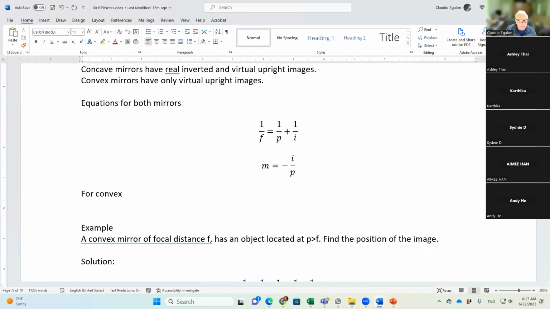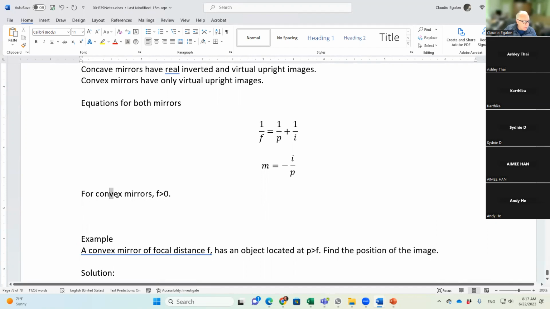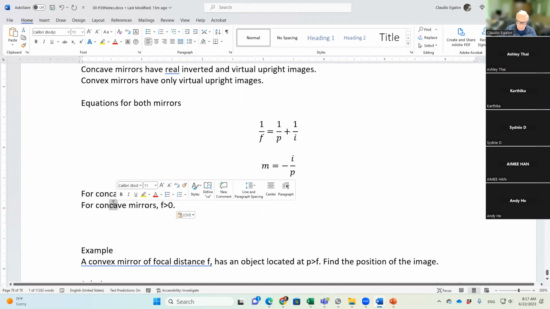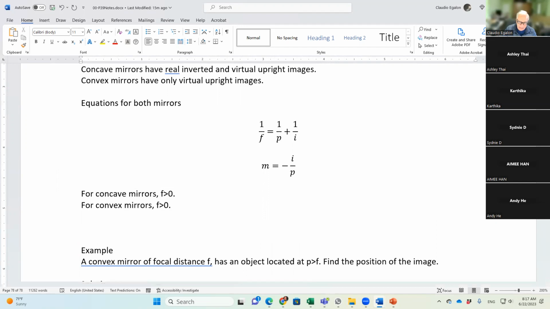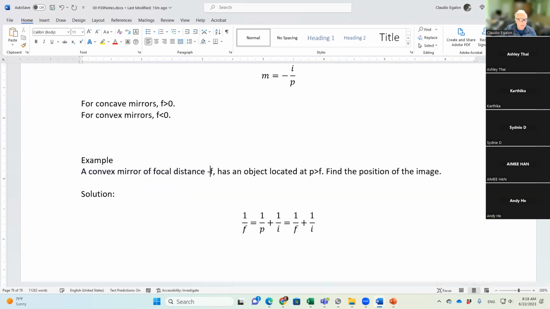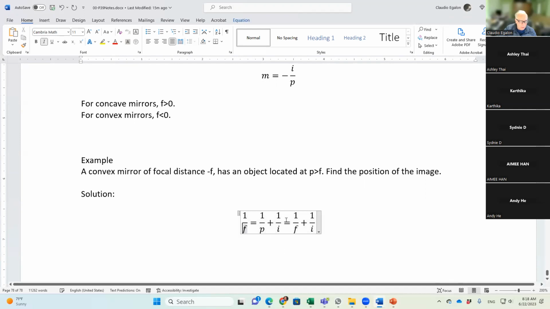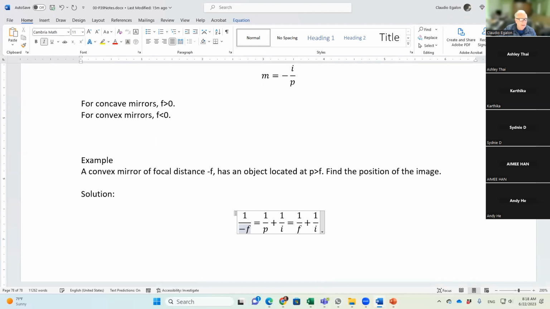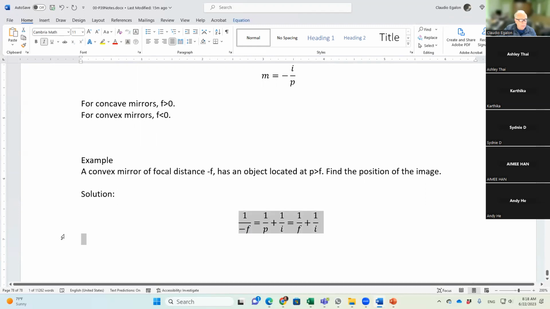For concave mirrors, F is greater than 0. For convex mirrors, F is less than 0. Okay? So you've got to put here minus F. So here's the focal distance, minus F. Here's the position of the object. That's going to be positive.